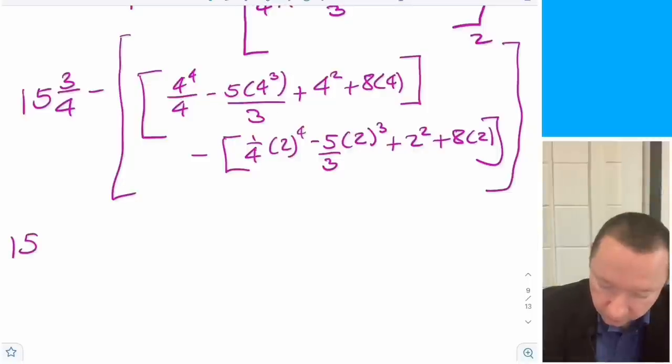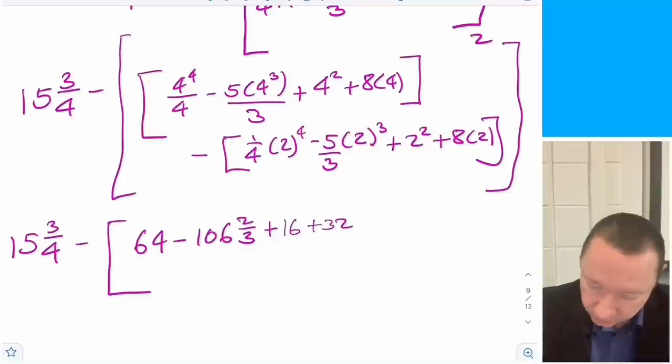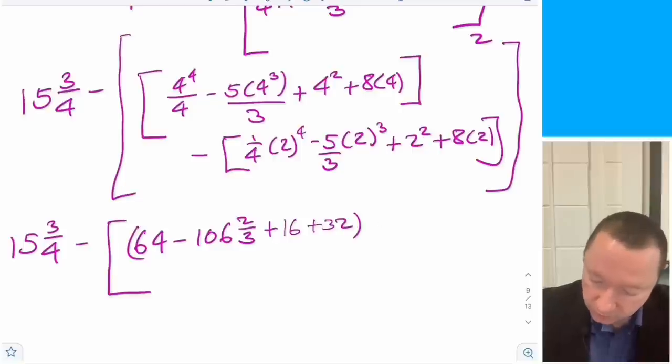15 and 3 quarters minus the first bracket, it's 64 minus 106 and 2 thirds plus 16 plus 32. That's this bracket here. And this bracket we already know the answer to because we did it in part A, so we might as well just write down the answer. That was 10 and 2 thirds. So take away 10 and 2 thirds.